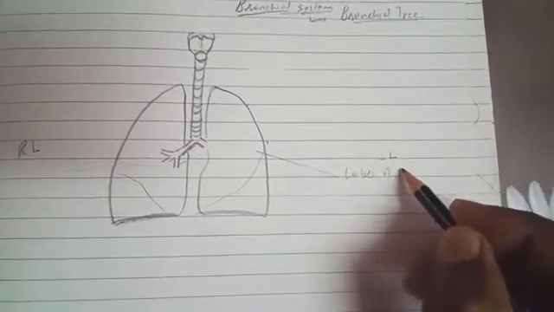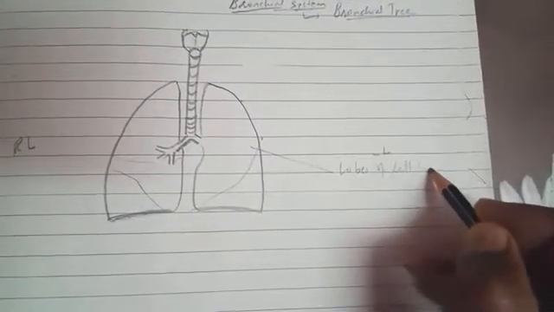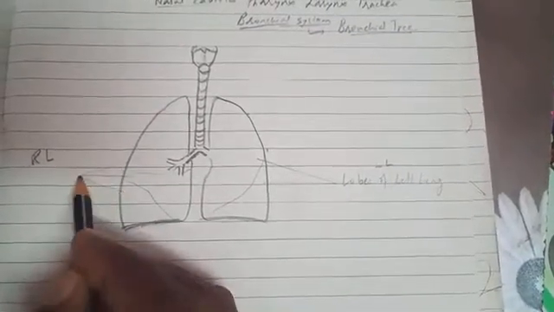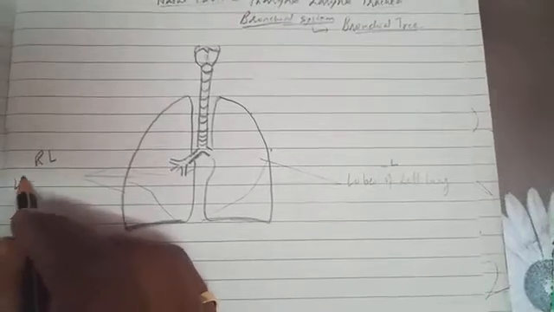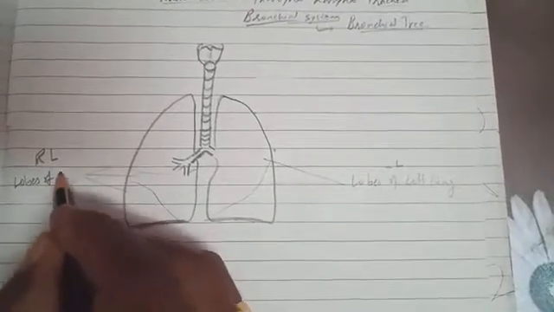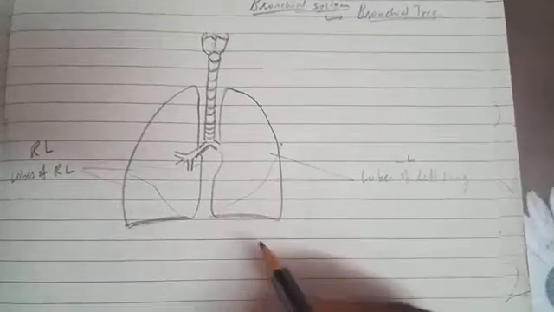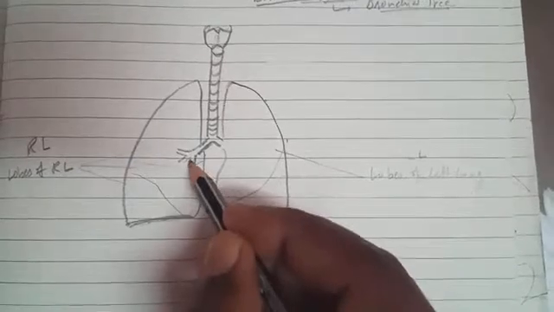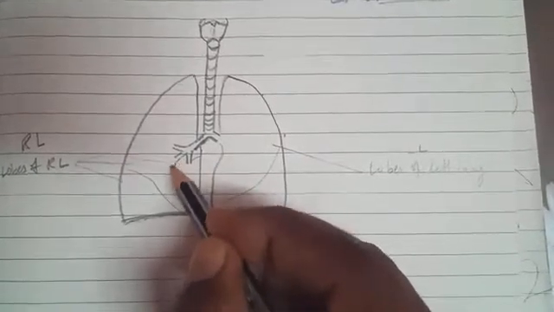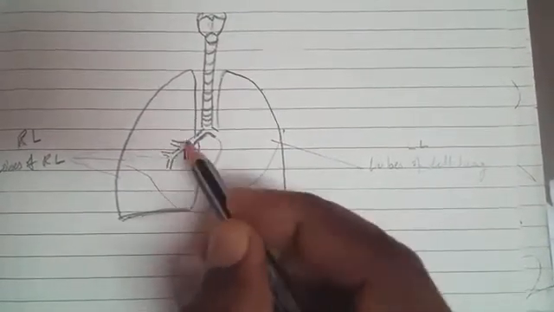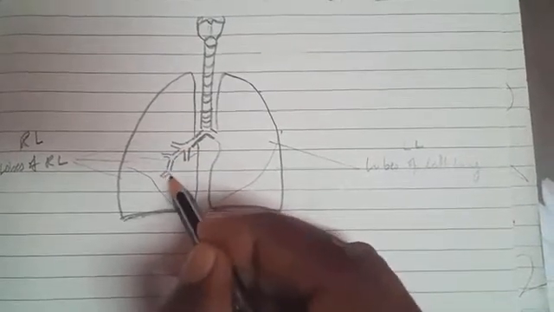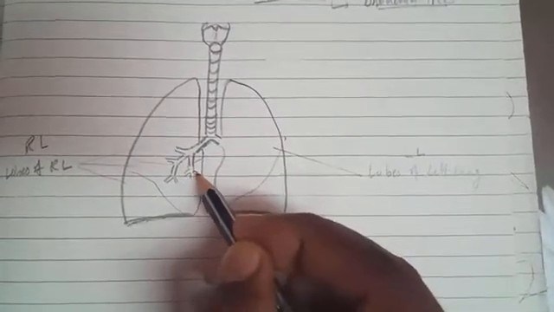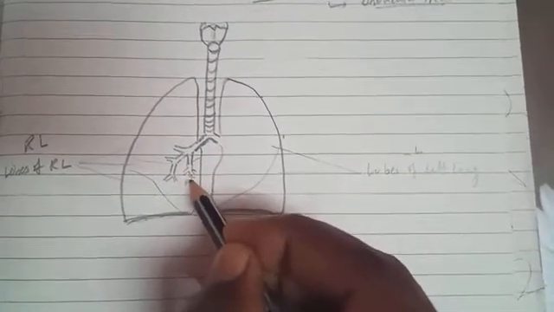Lobes of the left lung. And these are the three lobes of the right lung, lobes of the right lung. You can also show the branches here. Again there are many branches we can show. When we go deep, these become small tubular structures and appear like a bunch of grapes.